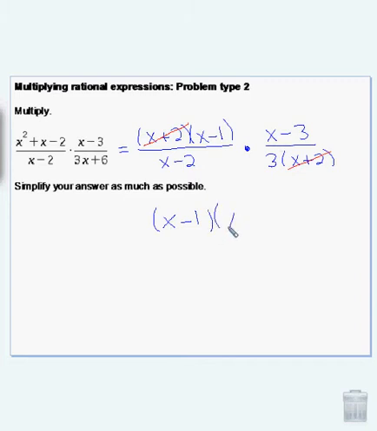So then I multiply, which basically just means write everything you have down. That is completely simplified, and we're done with that.